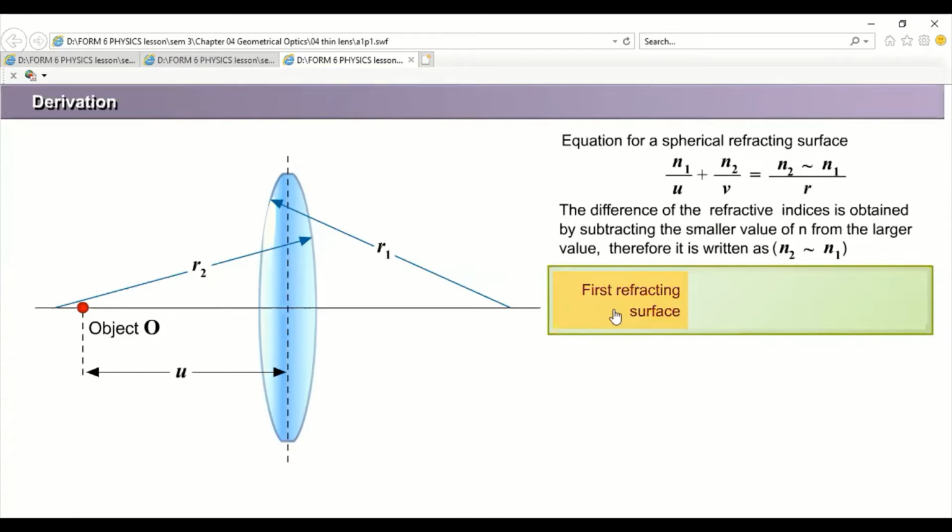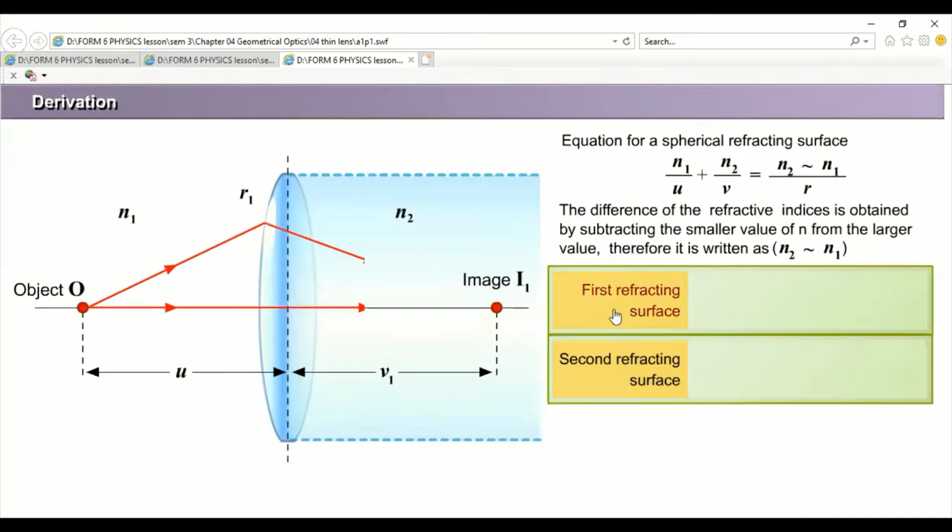For the first refracting surface, we notice that according to the formula, n1 over u plus n2 over v1, the distance of the image from the first surface, is equal to (n2 minus n1) over r.